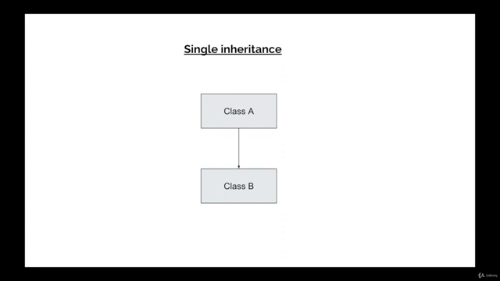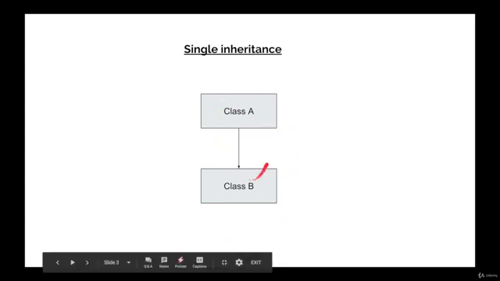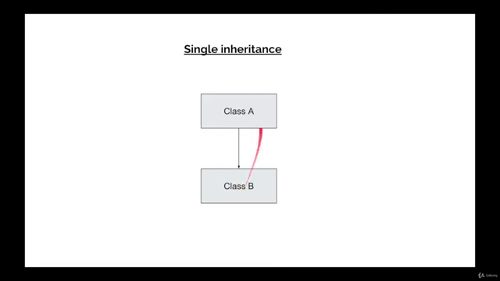Hello guys, welcome back. In this lecture, we are going to understand and implement an example of single inheritance in Java. So let's get started, guys. We already know that single inheritance is the type of relationship wherein one class extends another class. So here class B extends class A.